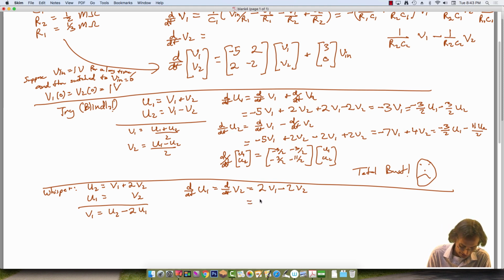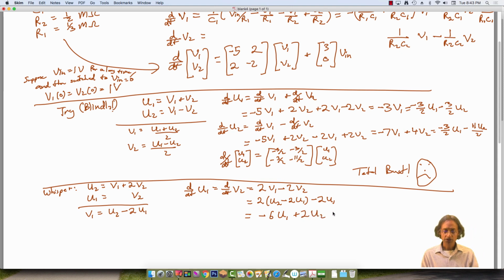But now we can write this out. 2V1 is 2U2 minus 2U1, minus 2U1. So this turns into minus 6U1. So 2 times 2 is 4. Another 2 is 6. Minus 6U1 plus 2U2. So this doesn't help us really either. D by dt U1 definitely depends on U2. So let's try D by dt of U2.